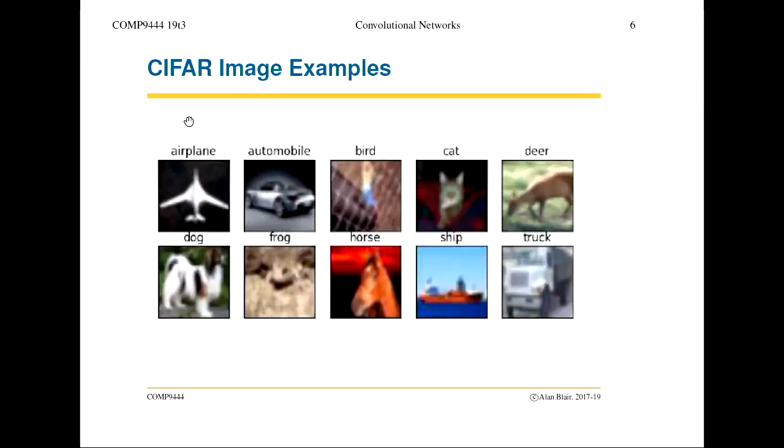This is the CIFAR 10 that I mentioned. Those are the 10 categories: airplane, automobile, bird, cat, deer, dog, frog, horse, ship, and truck. Automobile and truck are sometimes a little bit hard to distinguish because they have similar features. These images are, I think, 32 by 32, so they're fairly low resolution.